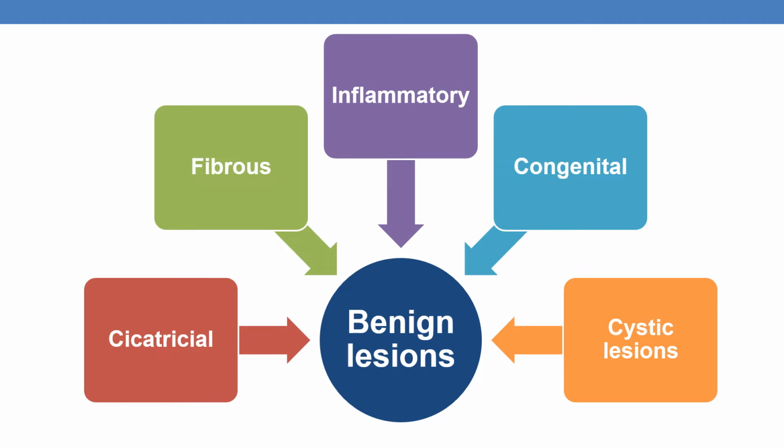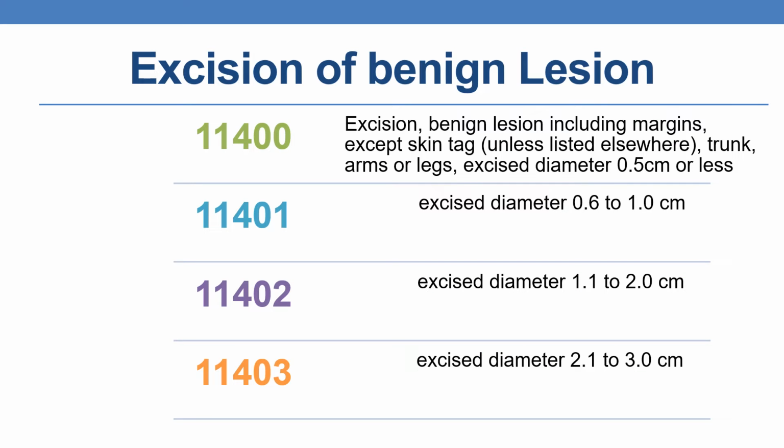Now coming to some examples of benign lesions. Benign lesions can be cicatricial, fibrous, inflammatory, congenital or cystic lesions. Now coming to the CPT codes. The first code is 11400: excision, benign lesion including margin except skin tag unless listed elsewhere, for the anatomical regions of trunk, arms or legs. Excised diameter is 0.5 centimeters or less.